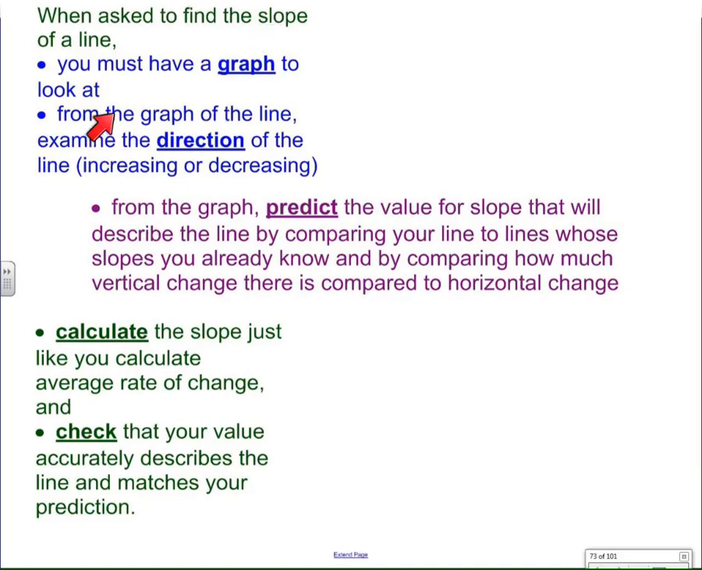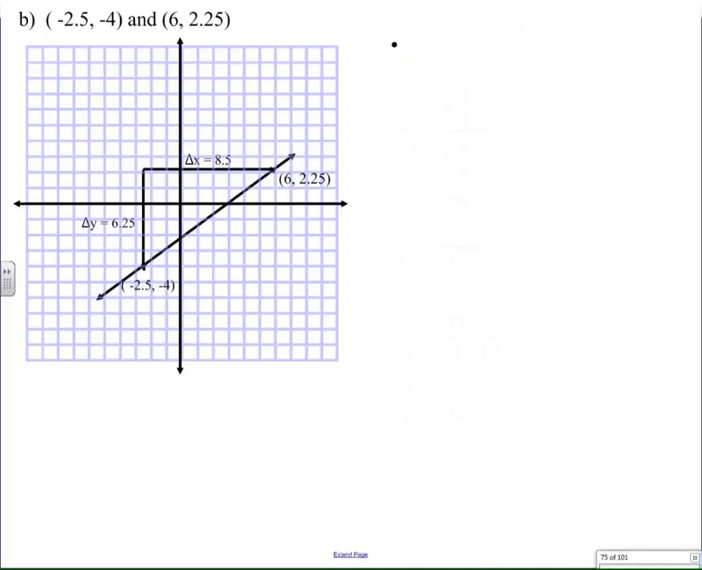So the process, if you look at the underlines, we're supposed to graph, determine the direction of the line, positive or negative, upwards or downwards, predict the value of the slope, big number, small number, bigger than 1, near 1, closer to 0, whatever. Then we actually do the calculations. That's just like calculating average rate of change, and then we check and make sure that everything was done right. So it's an easy process, but it's also really easy to make mistakes. So allow me to illustrate how the process is supposed to look.